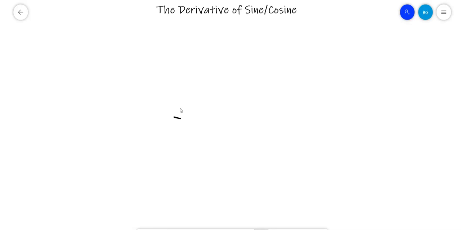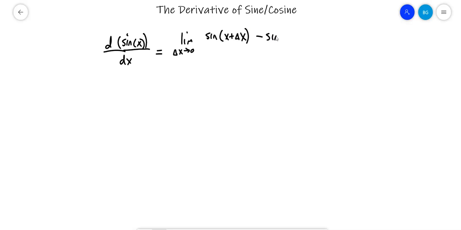So we are going to start with, let's just do sine. So let's try to find the derivative of sine x. And we're taking that derivative with respect to x. Center this guy up maybe a little bit. So that's our plan. Now remember, by the definition, this is going to be the limit as delta x goes to 0 of the sine of x plus delta x minus the sine of x over delta x. Just going back to our definition of derivative.